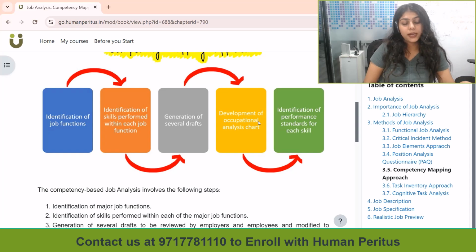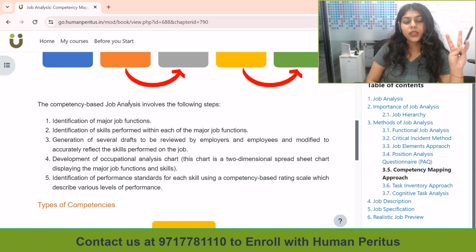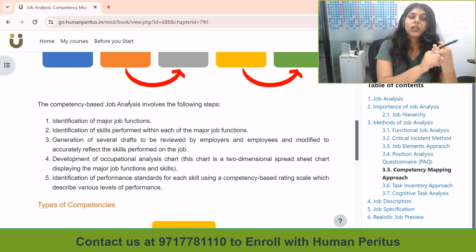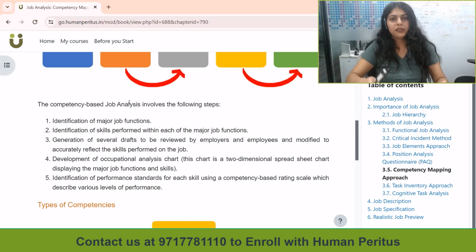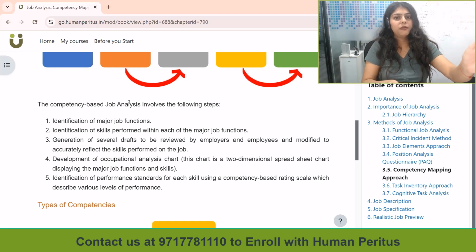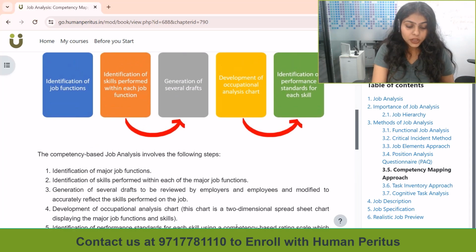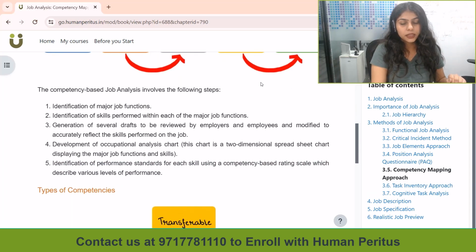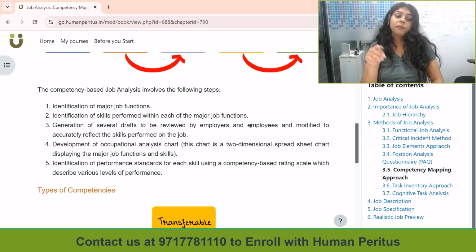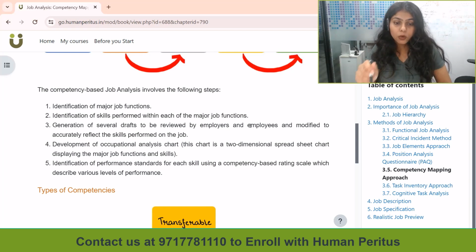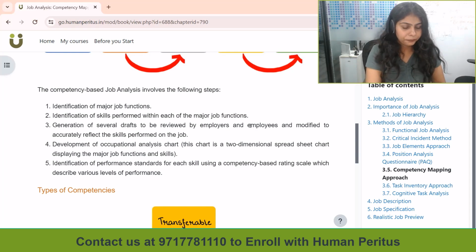What is an occupational analysis chart? An occupational analysis chart is a two-dimensional spreadsheet which contains the major job functions and then skills. So you've identified job functions, you've identified skills, you make a spreadsheet where you put job functions and you put skills. What is the next step? The next step is identification of performance standards for each skill. Now that you have your skills jotted down, you will now identify what the performance standards are. So what is the goal? What is the benchmark? That is what is determined here.